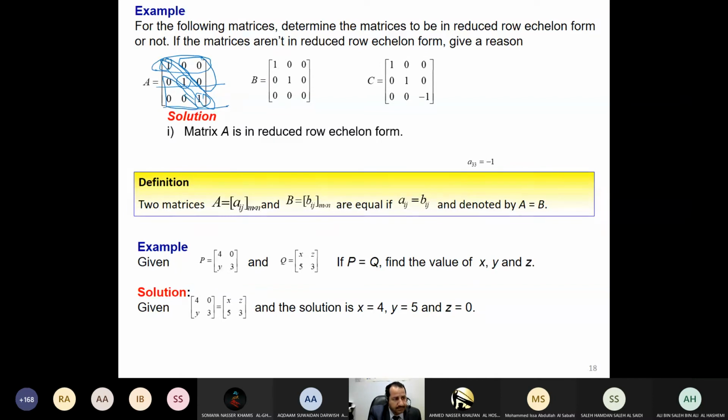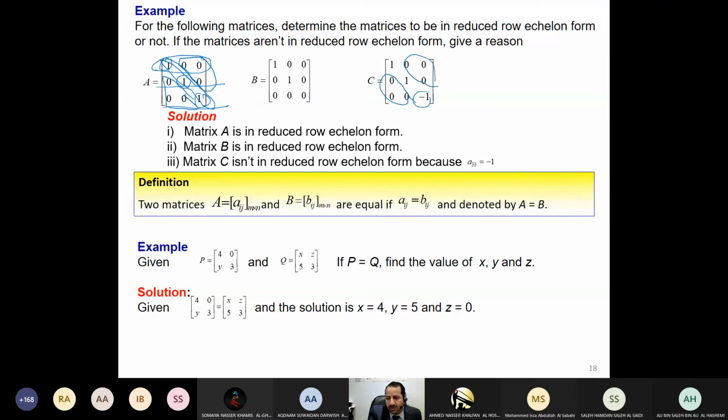The second one is also reduced row echelon form because we satisfy the 4 conditions. But the third one, yes, there are zeros here and here, but here is -1, it's not 1. It's supposed to be 1. So we say this is not reduced row echelon form.